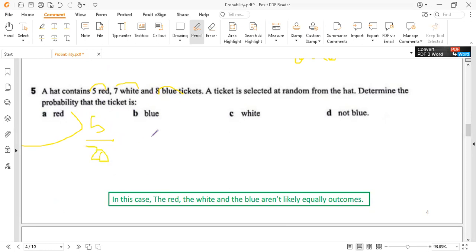To have a blue, it is 8. The chance is 8 over 20. The probability of selecting a white ticket, normally it is 7 over 20. Not blue, so 5 plus 7 can be red or white. So 5 plus 7 over 20, equal to 12 over 20, and we can put the irreducible fraction equivalent here. So normally we can divide the numerator by 4 to obtain a 3, and we divide the denominator by 4 to obtain a 5.